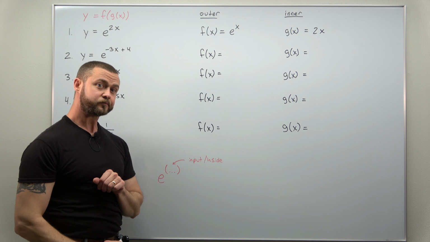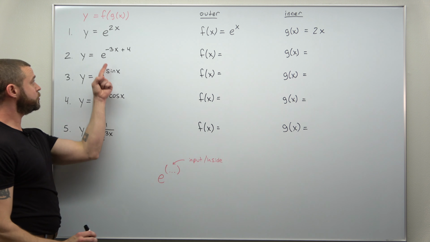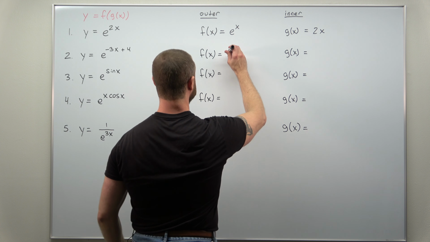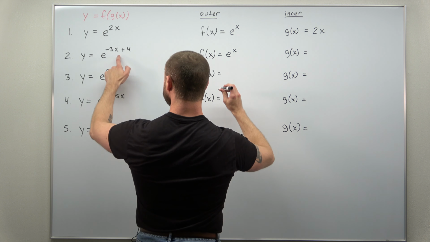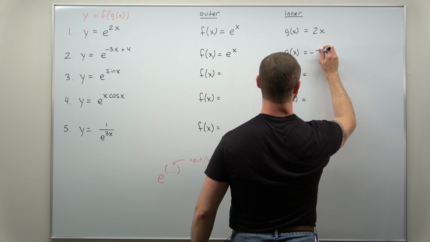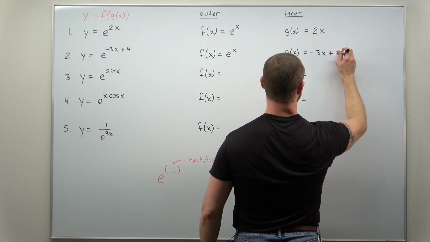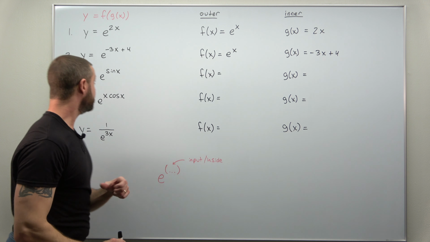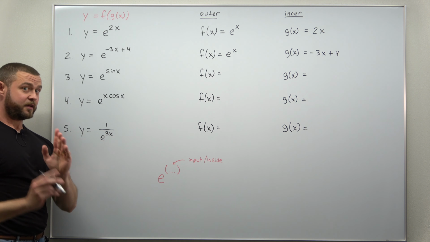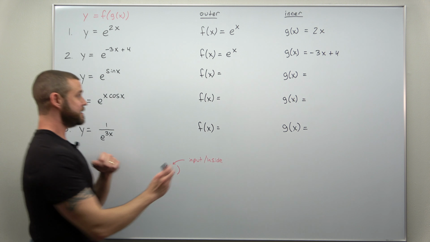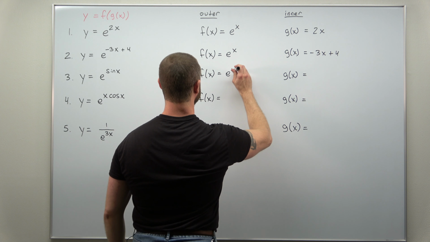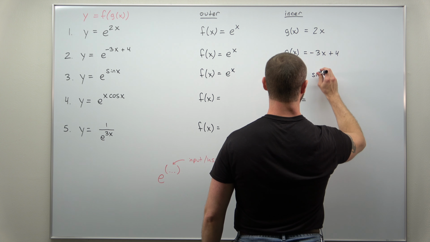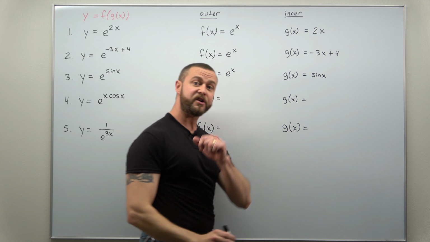And that's it. All right, for example 2, very similar. The outer function is again e to the x. And our inner function will be negative 3x plus 4. Hopefully you can see the pattern here. For example 3, the outer function is again e to the x. And the inner function, the exponent, the inside, that's just sine of x.